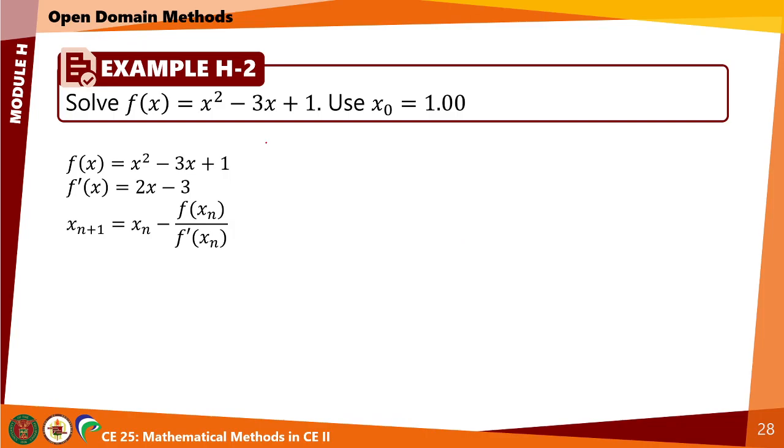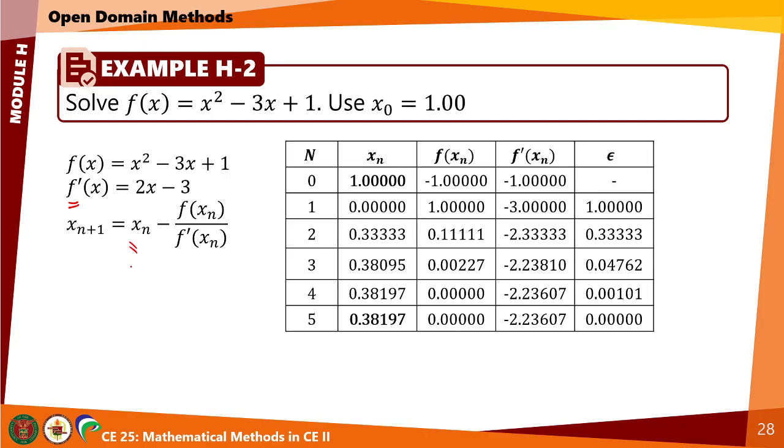So, we have f of x equal to x squared minus 3x plus 1. So, we derive the derivative, which is 2x minus 3. Then, using this general equation, pwede nating ma-solve yung next guess. So, what we will do is we will construct a table na mayroong isang column for f of x and isang column for f prime of x.